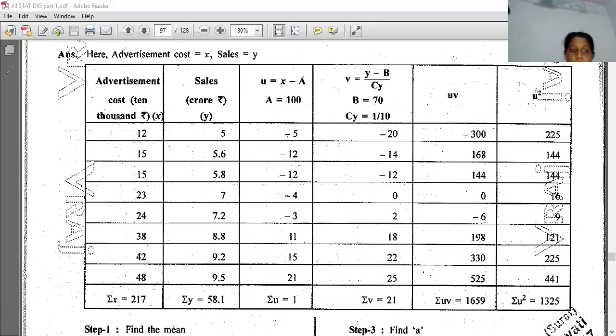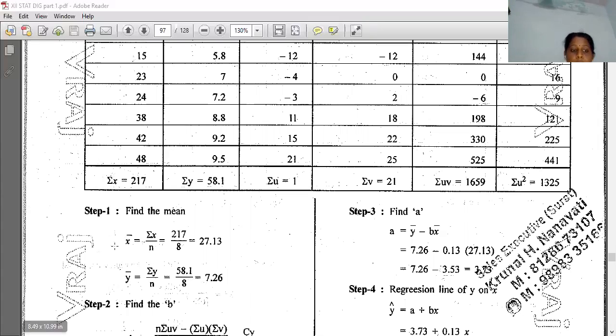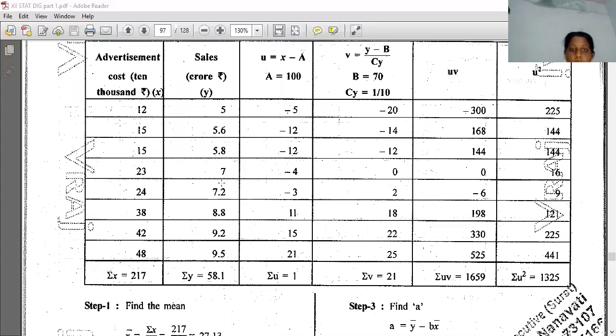So x is this one, right? Sigma x is 217. This is y, so sigma y, the total, is 58.1. Then we go for our first step, that is x bar and y bar. Listen carefully to which step I am using after each column. After totaling x and y, I have directly found x bar and y bar. You have to do the same way. So x bar is 217 upon 8, that is 27.13, and y bar is 58.1 upon 8, that is 7.28. Now we have taken the approximate value, xi minus a upon 100.